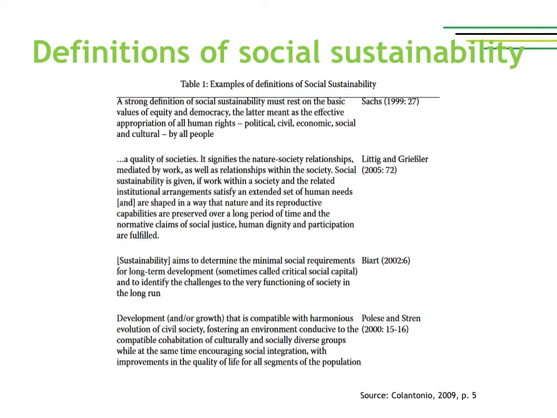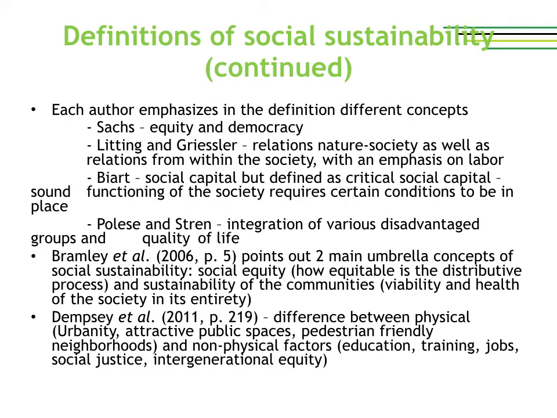On slide 10, I have included several definitions of social sustainability. As you can see from the examples included in the table, various authors are stressing different elements of sustainable development's social dimension. I would just briefly say that there are authors who emphasize equity and democracy, others who look at the relations between nature and society, as well as relations from within the society with an emphasis on labor. Others look at social capital or at integration of various disadvantaged groups and quality of life.